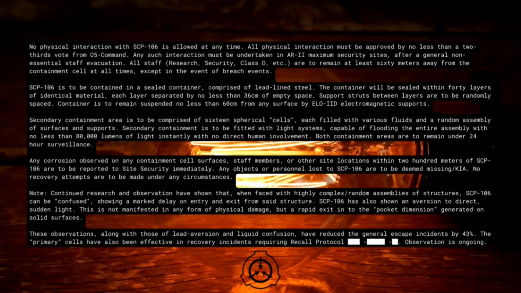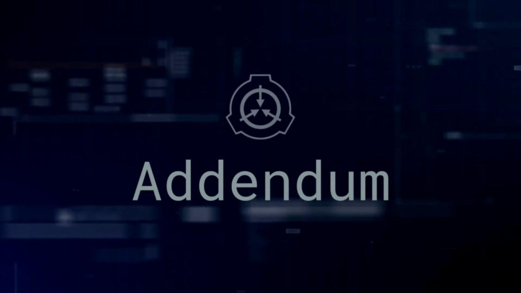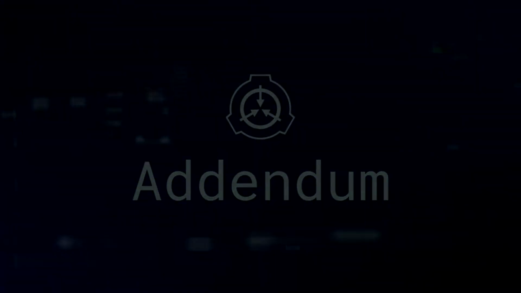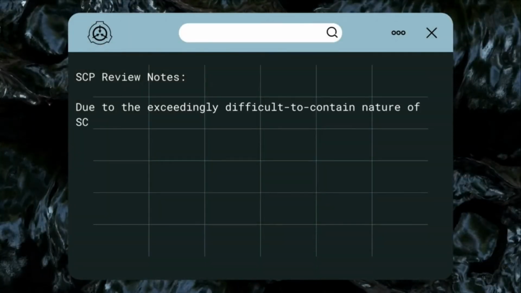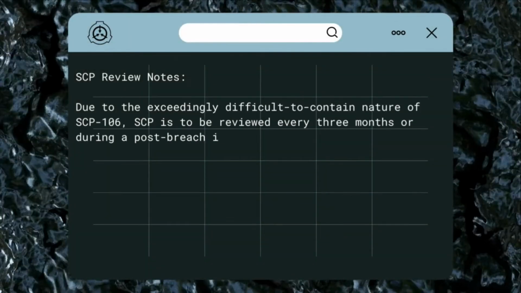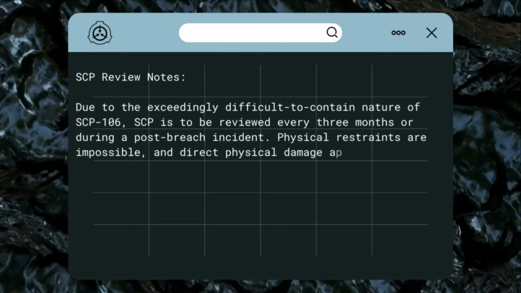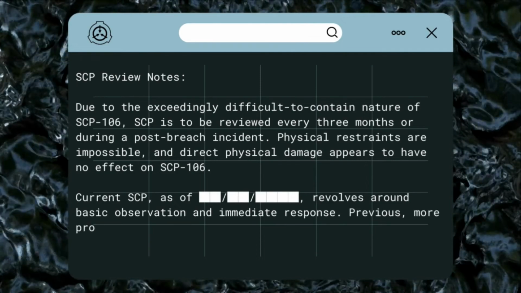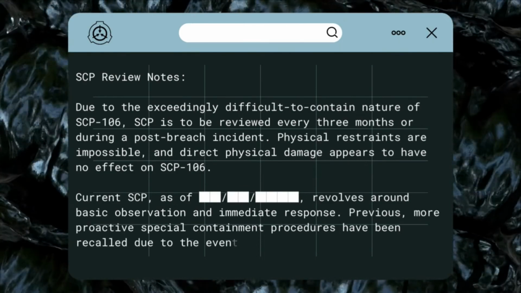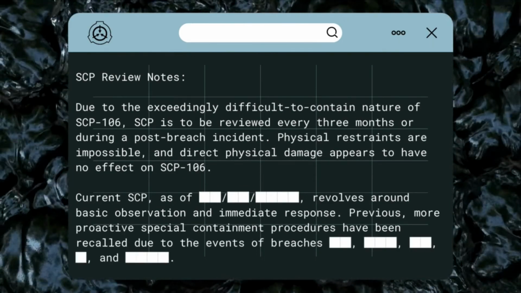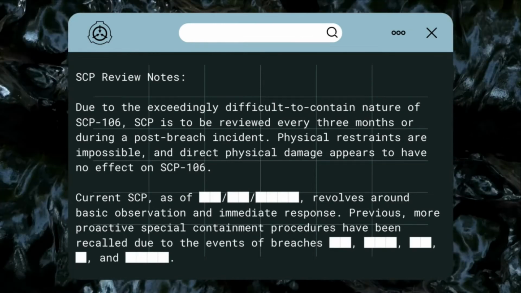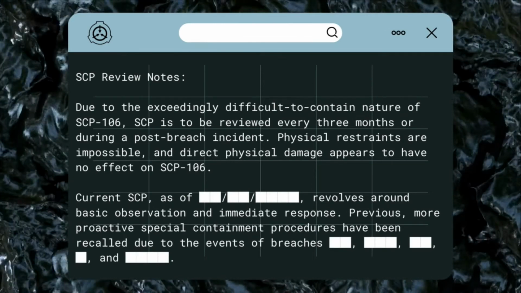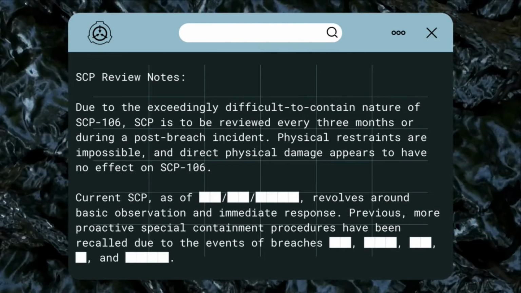Observation is ongoing. Addendum. SCP Review Notes. Due to the exceedingly difficult-to-contain nature of SCP-106, SCP is to be reviewed every 3 months or during a post-breach incident. Physical restraints are impossible, and direct physical damage appears to have no effect on SCP-106.